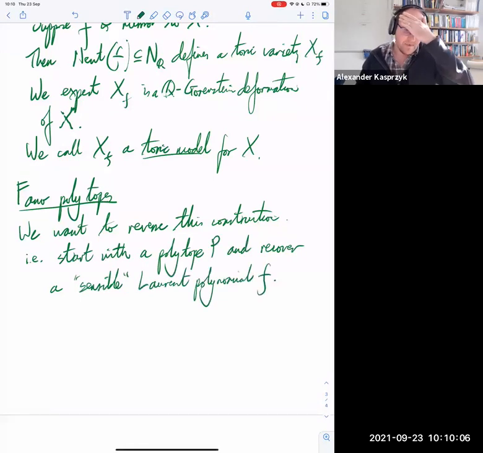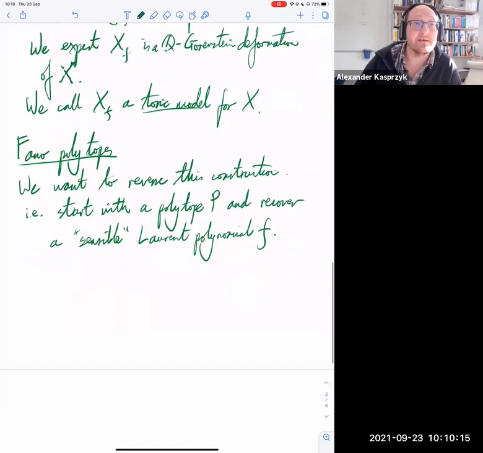And the hope would be that if we could figure out which polytopes we should start with, then in fact we'll end up with mirrors for Fano manifolds in this way. Okay. So what should we do?